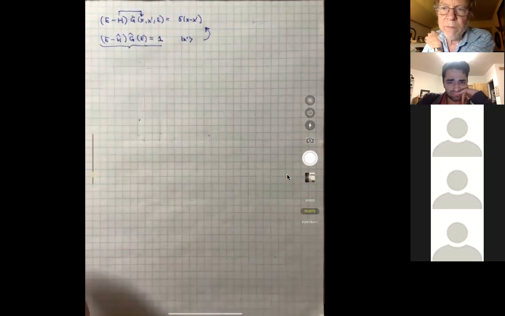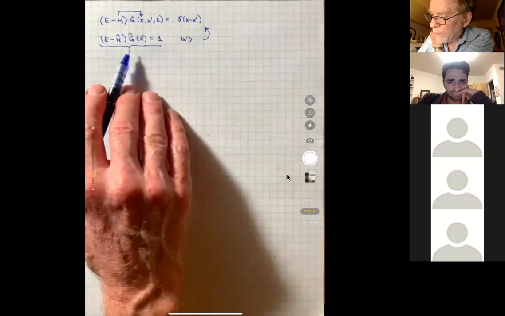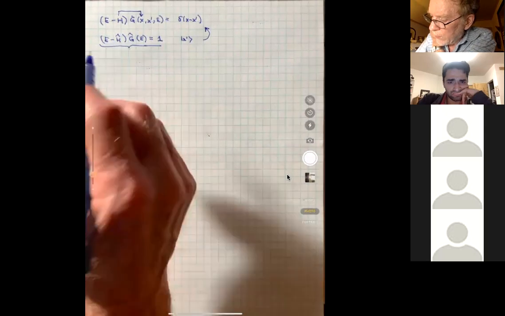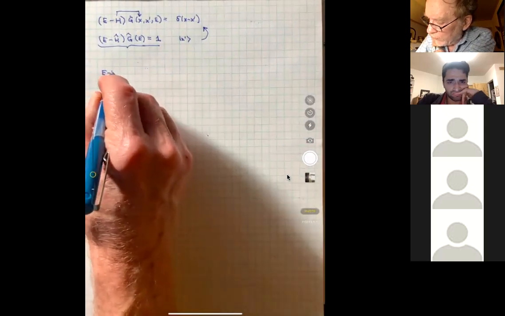It could be a spin system, for example. In any case, this is an operator version for the definition of the Green's operator. Now our Green's operator, let's plug in our Green's operator and see if it works.